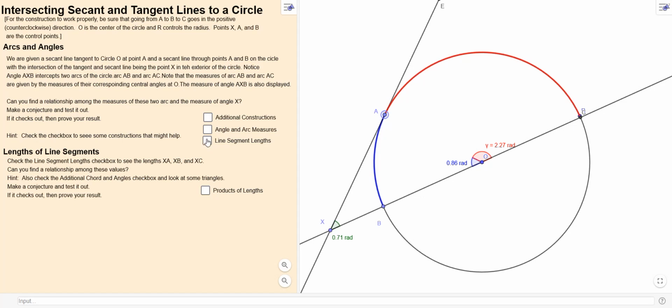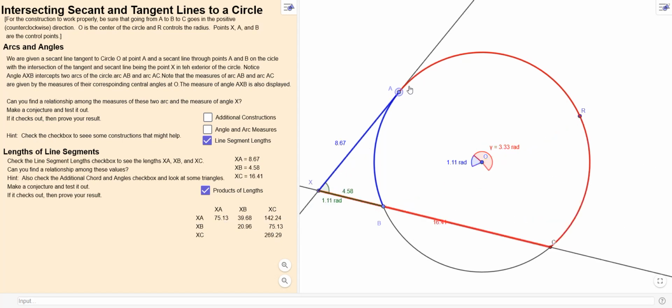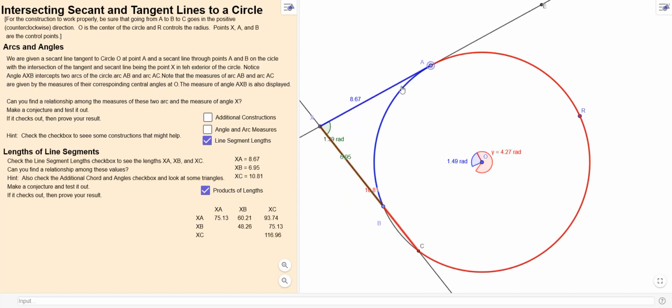And when we look at the lengths of some of the line segments there, we can see XA, XB, and XC, distances from X. And we look at products of this. This time we know that XA squared, 8.67 times 8.67, is 75.13. That's the same as you get right here, 75.13, by multiplying XB times XC. So if you look at these two cells, that one and that one, they'll always be the same as each other. So we can change this up a little bit, and those are the same size.